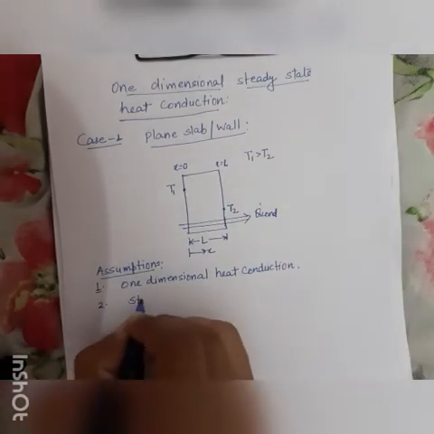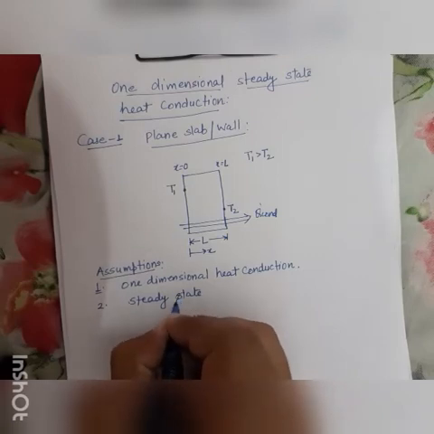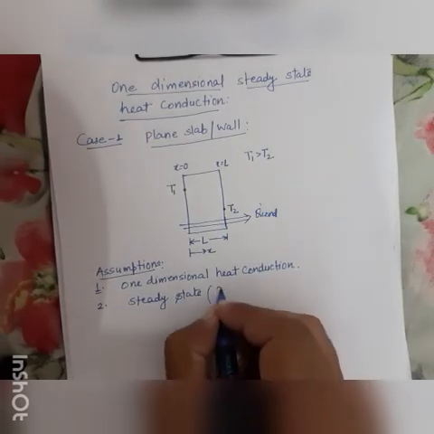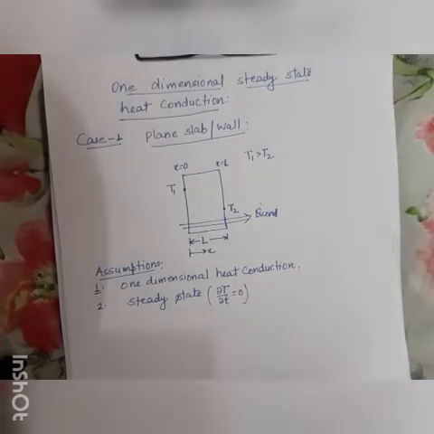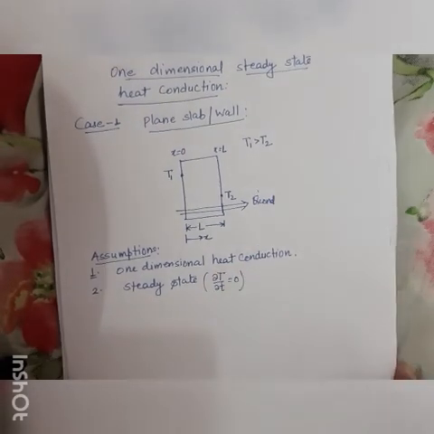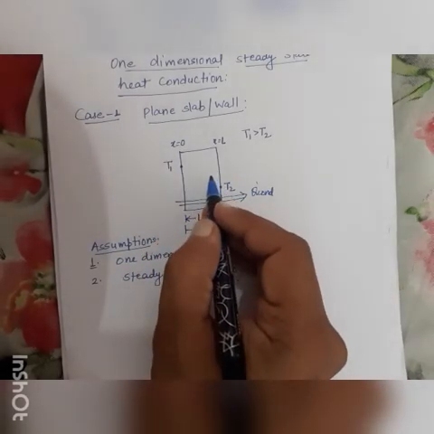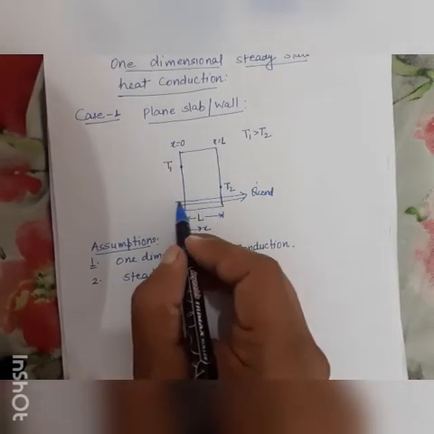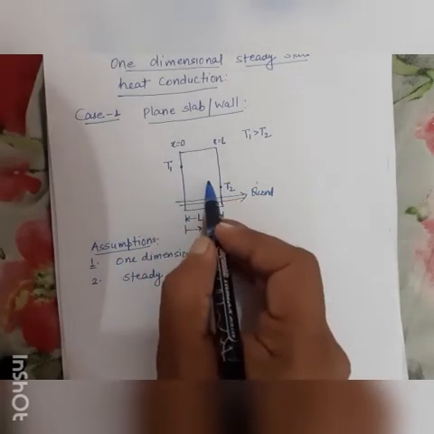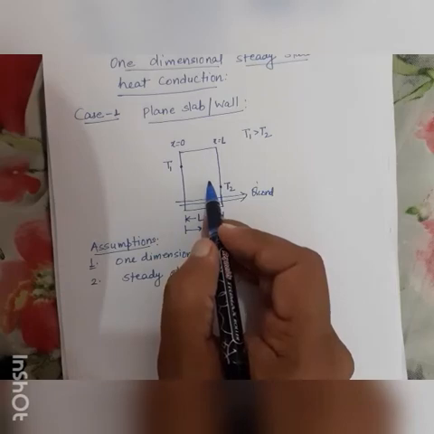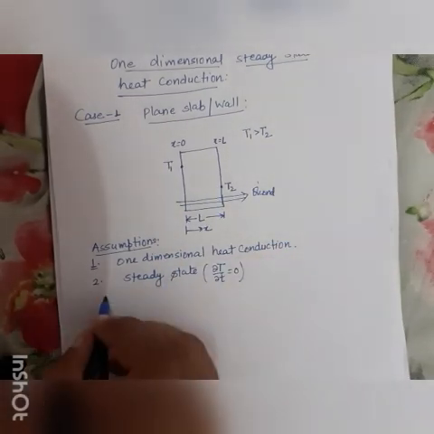Second, steady state. Steady state means del T upon del t would be 0. Steady conditions are there. The temperature at any location is not changing with respect to time. In due course of time, when the heat transfer takes place, each and every face would be maintained at a particular temperature, and during the conduction, no temperature is changing with respect to time. This is the steady state.